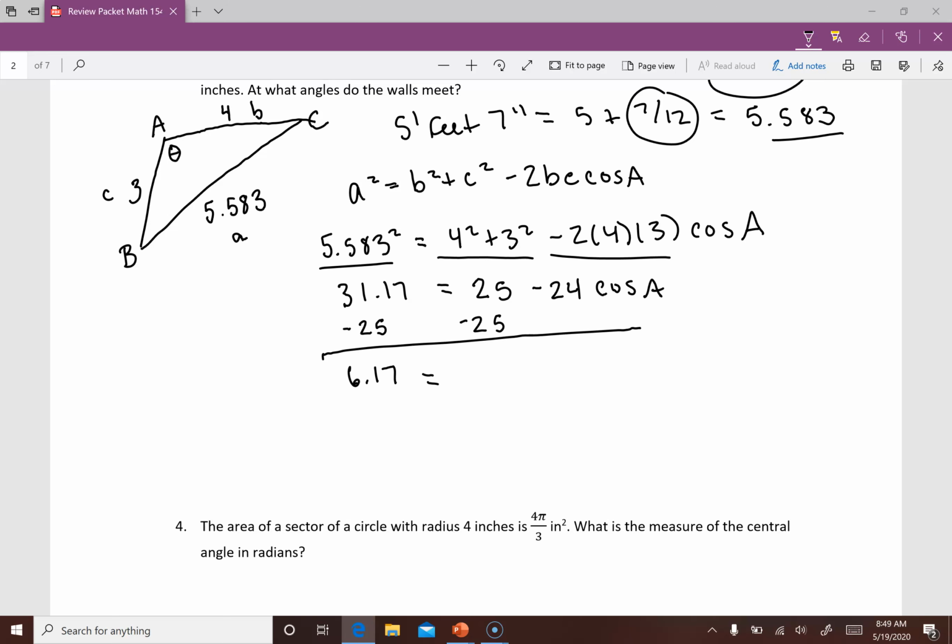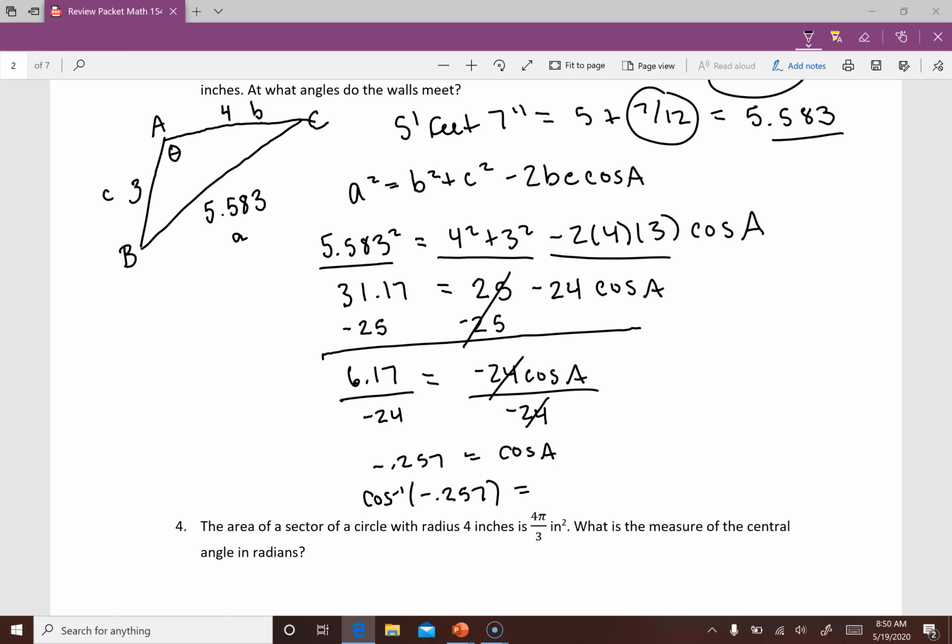And that's going to give me 6.17 is equal to negative 24 cosine A. Going to divide by that negative 24. And you should get a decimal, and negatives are fine as well. It's going to be a negative 0.257 equals cosine A. And then I need to take the inverse of both sides, so that's going to be cosine inverse of negative 0.257 equals A, or I'm just going to be a little bit fancier and write the measure of angle A.